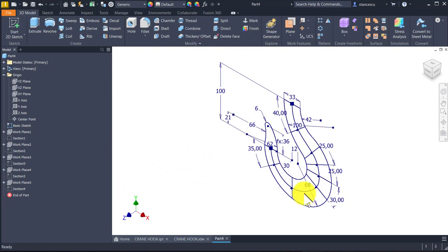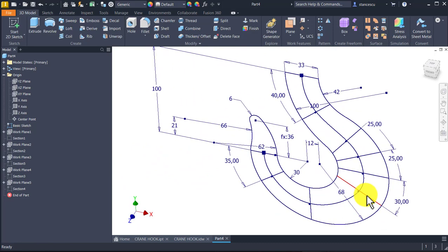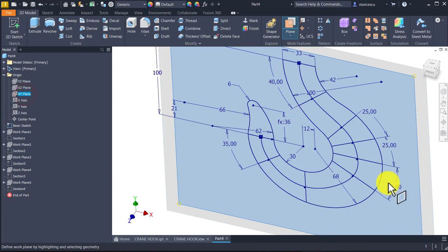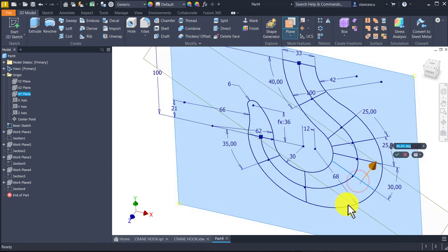Okay, now I go to the sixth section. The sixth section, 1, 2, 3, 4, 5, 6, 8, 9, 10. There are 10, not 8 sections. This is the sixth one. Plane, XY, this sixth.